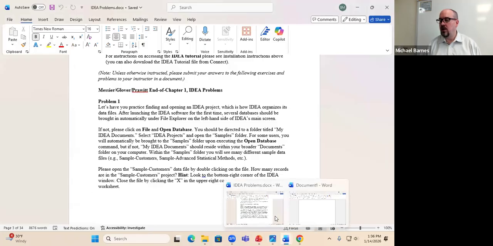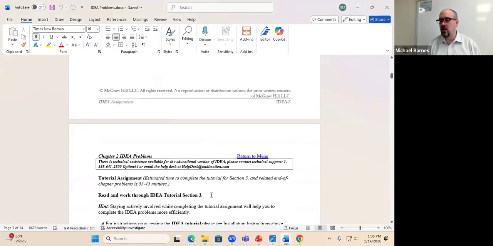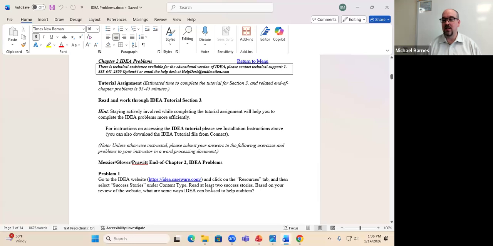Problem 2, I do want to take a note. This is a little bit less relevant. You will have to work through the tutorial section 3, but again, that's not particularly difficult. But you'll know that problem 1 in chapter 2 says go to idea.caseware.com and read some success stories. I was looking at these, and it looks like the success stories all are with other Caseware products. Makes it difficult to actually learn about idea when you can't actually read anything about idea.